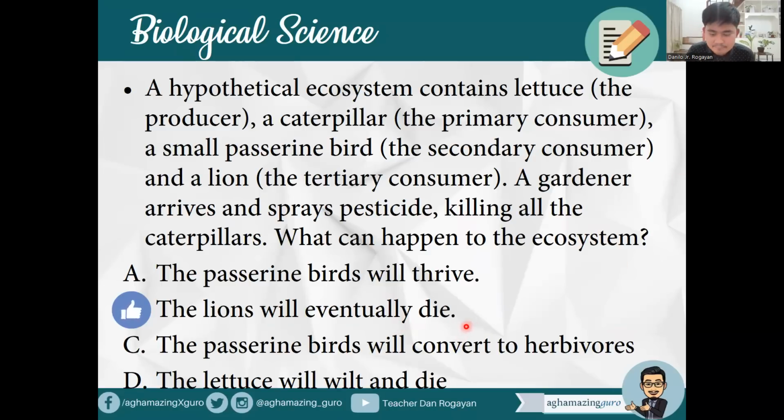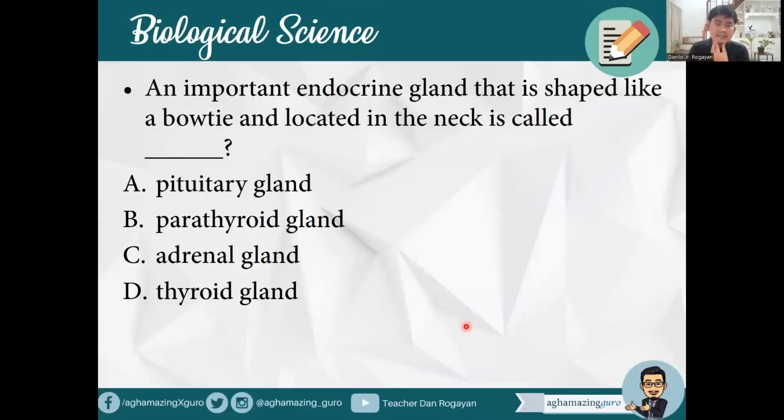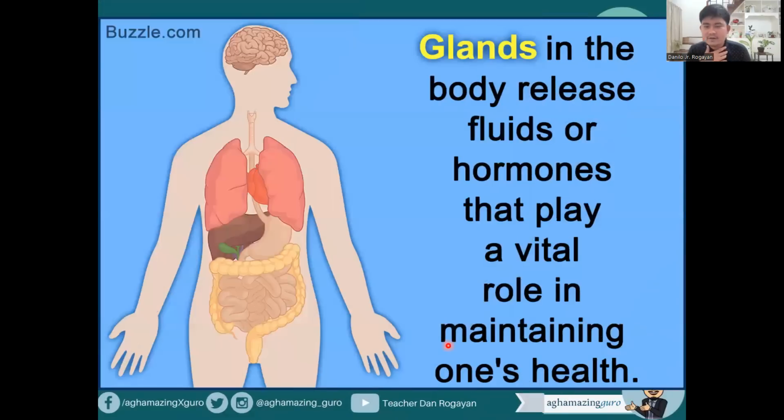Okay, so that's it. Next, an important endocrine gland that is shaped like a bow tie and located in the neck is called blank. A, pituitary gland. B, parathyroid gland. C, adrenal gland. D, thyroid gland. Okay. All right. So basically, that is the thyroid gland. So letter D, no, is the bow tie shape, and located at the neck. No, we call it as the thyroid.